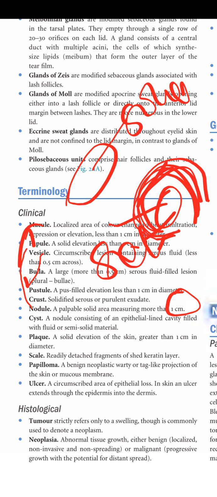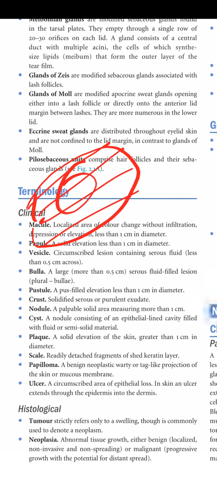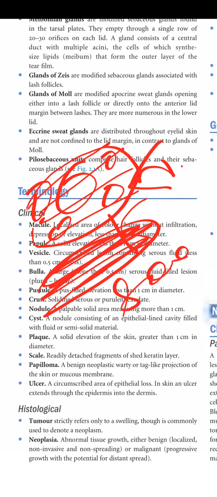Scale is a readily detached fragment of a shed keratin layer. So plaque is basically an elevated area, like an area formed in the wounds after healing. It is basically an elevation from the skin. And scale is a fragment that is present on the skin that can be detached.